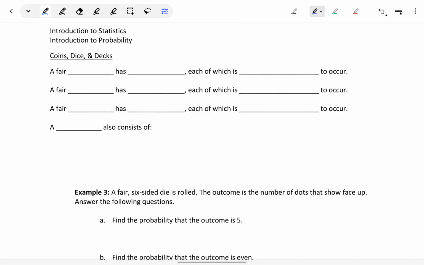There are some classic probability questions that always rear their head when we're getting an introduction to probability like we are now. And those are problems with coins, dice, and decks. Some of these first few pieces of information may seem very obvious, but we just want to establish them in case they're not. Whenever we talk about a fair coin, it's implied that we're talking about an object that has two sides, each of which is equally likely to occur.